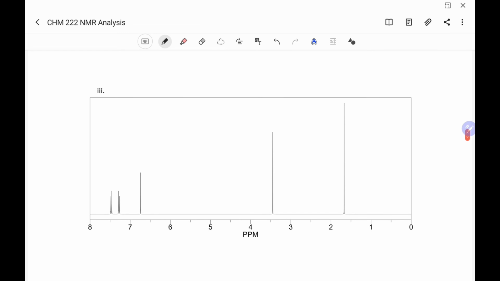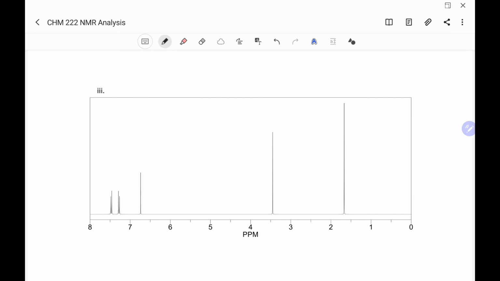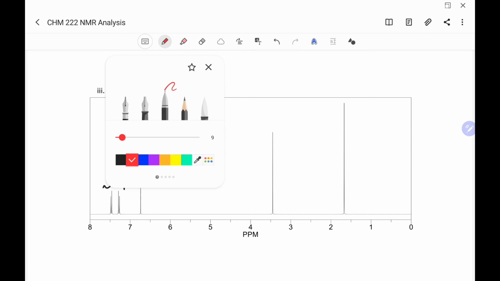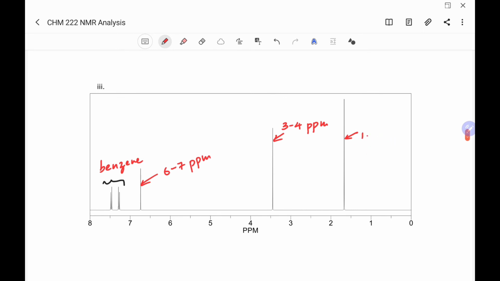So let's take a look at the third structure. In the third structure, as you can see, we have four peaks. This right here once again is our benzene. Don't worry too much about it. And then here we have a peak between 6 to 7 ppm. And then right here we have a peak from 3 to 4 ppm. And then this peak right here is between 1 to 2 ppm.